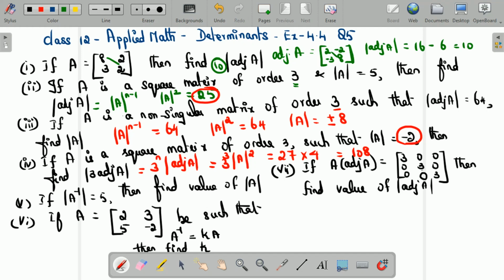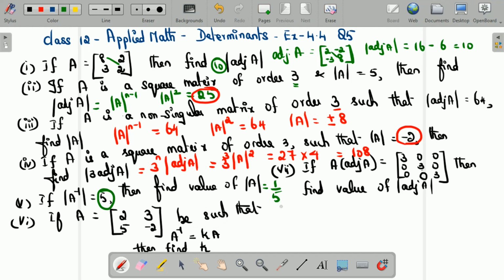If determinant of A inverse is equal to 5, then find the value of determinant of A. See, determinant of A inverse as 5 means determinant of A will be the inverse of this number. So it is going to be 1 by 5. Now let's take up the sixth subdivision. If A is a 2 cross 2 matrix given as 2, 3, 5 and minus 2 such that A inverse is equal to Ka, find K.